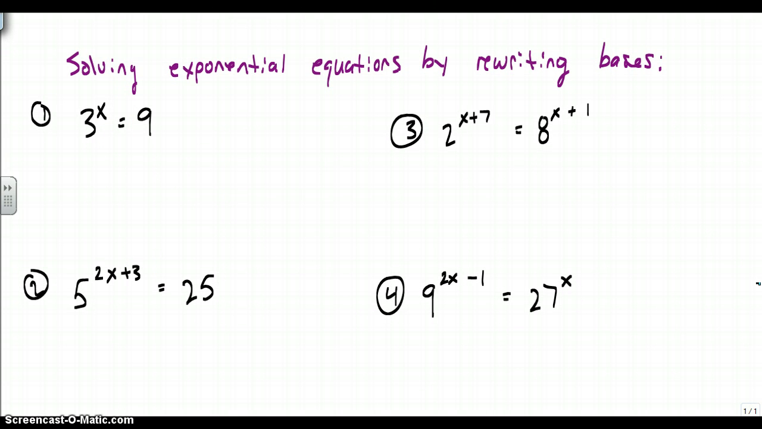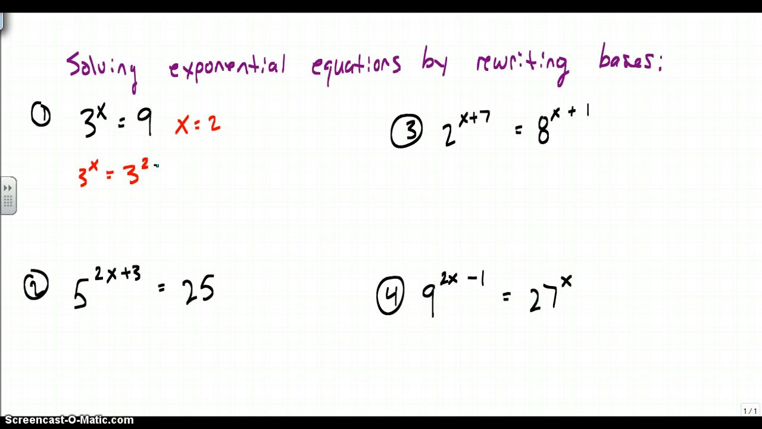Okay, example number 1, 3 to the x equals 9. This is kind of an obvious thing. 3 to what power equals 9? Well, that's 3 squared equals 9, so x is 2. Right off the bat, you get x equals 2. But just to show you how this works for everything, we can rewrite these bases. 3 I can't change, it's 3 to the x. Usually you're going to rewrite to the smallest base. I can rewrite 9. 9 is 3 squared.